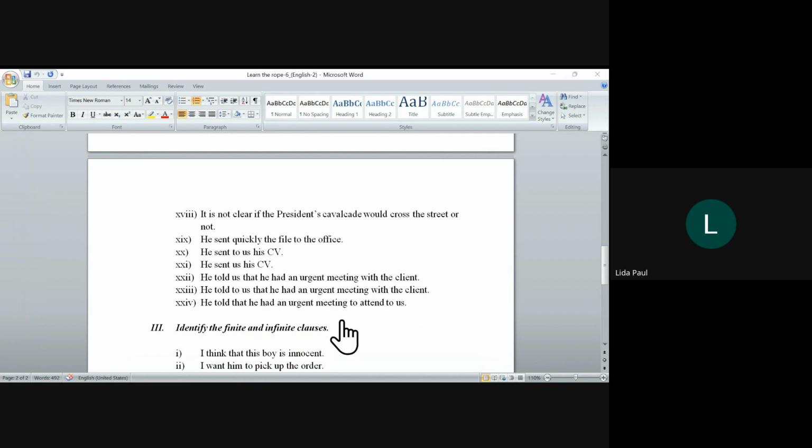Okay, now we'll look back at these questions and see if there's anything that needs to be changed here. Look at this one. Sentence number, which one is this?